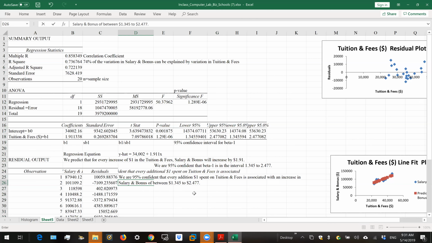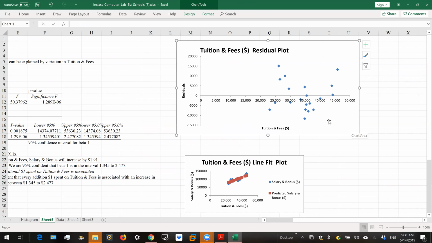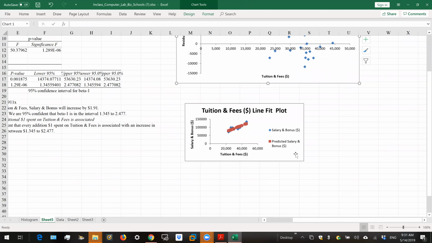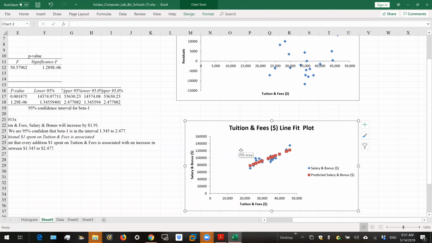All right, that is how you interpret the coefficients of the regression. The last thing we want to look at now is these tables or charts that we've got over here. So we've got a residual plot. We're going to expand this out a little bit. And we can see that the residual plot and the line fit plot are created for us. And the line fit plot just shows us all of the original data in blue and the predicted data, the values of y hat for each of those in red. So you can see how good a relationship there is between the prediction and the actual values.